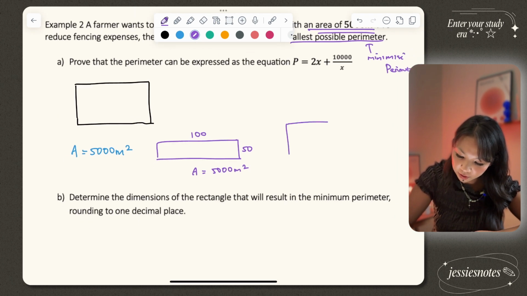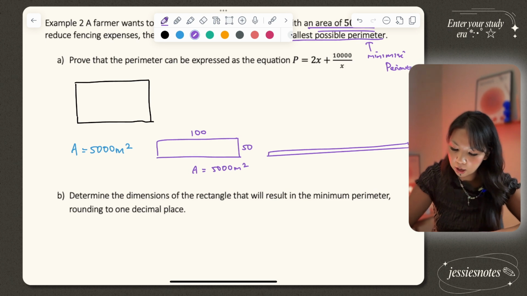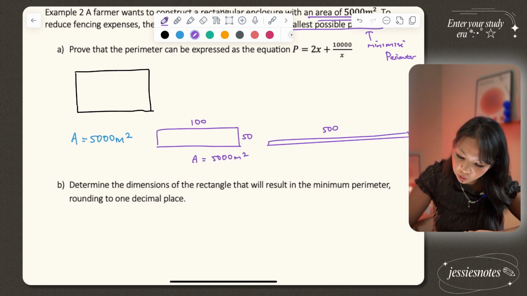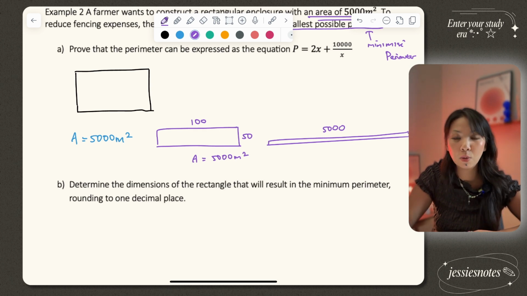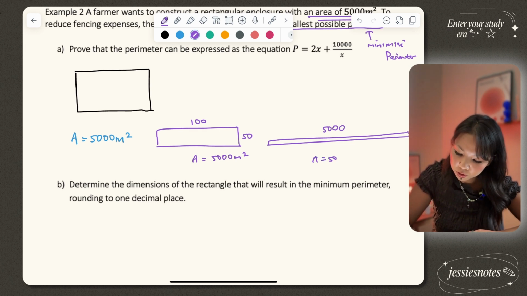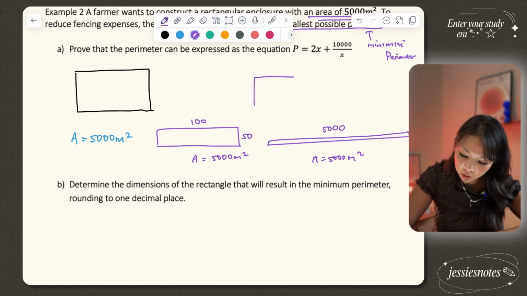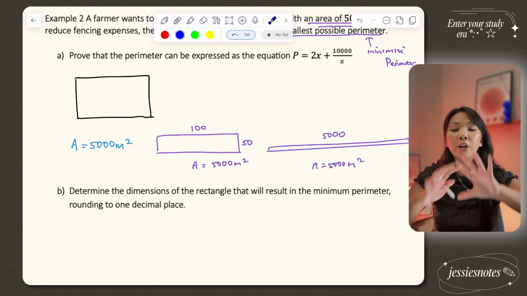Let me give you another scenario. Now this is not to scale, but it's a crazy scenario where this is a length of 5,000, and this has a width of 1. This area is also 5,000 meters squared. And I can go on and on and on, and there's all sorts of options. I'll give you another option. Okay, now I can go on and on and on.